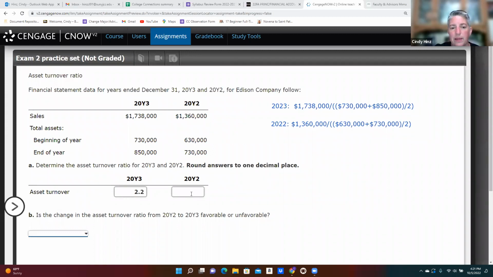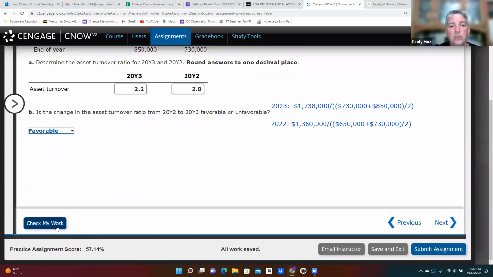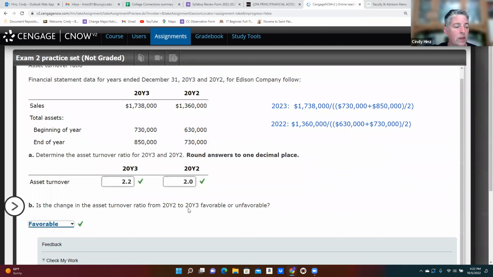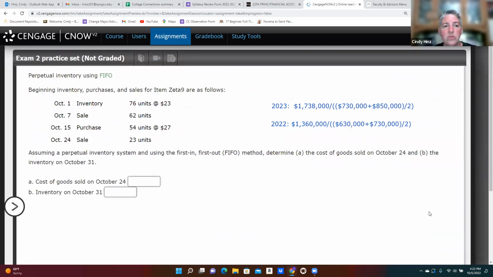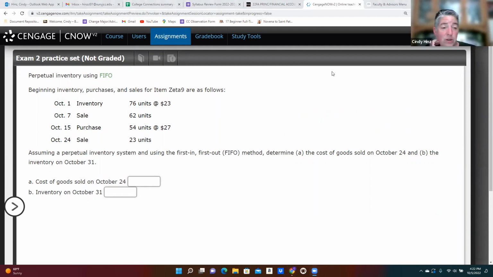If I plug that into my calculator correctly, then their asset turnover in the previous year was just 2, or 2.0. So higher is better. We generated an extra 20 cents per dollar in assets, and so that would be a favorable change. We're looking at sales from the income statement and assets on the balance sheet. Some of the ratios we look at will include just comparing one balance sheet category to another. Sometimes, like this, we're comparing across financial statements.